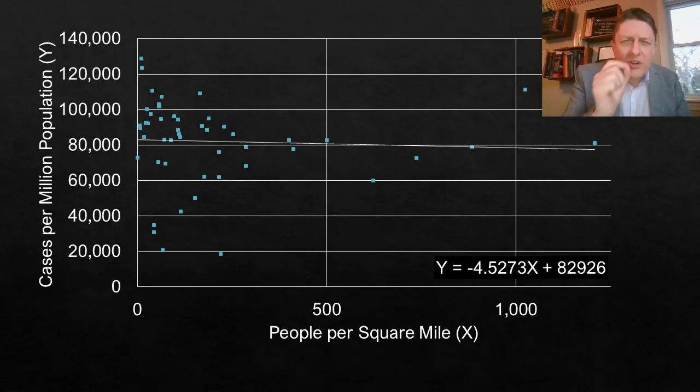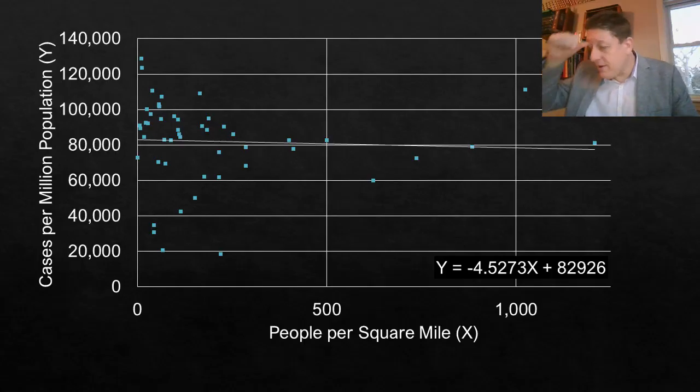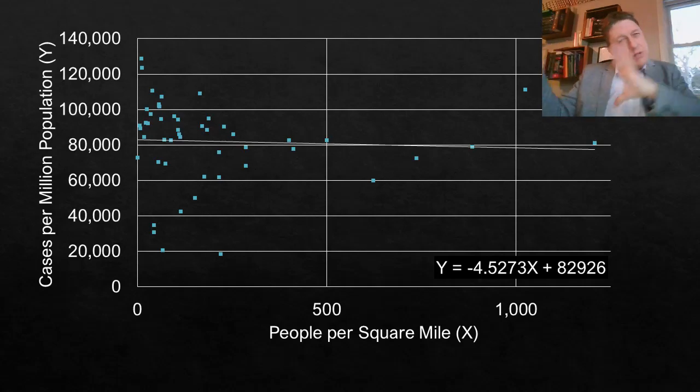But the neat thing we can do then is that we can estimate the line that best fits this data, that is, comes closest to all those dots. And when we do that, you'll see here in the lower right the actual estimated line for that, and that is y equals negative 4.5273x plus 82,926. Okay, well, that's a lot of numbers, and a y and an x, but what does it mean?